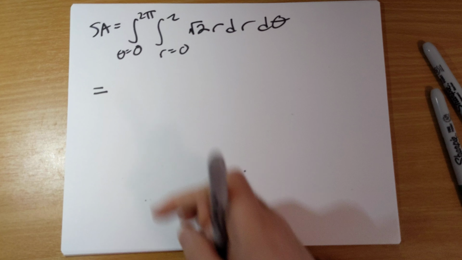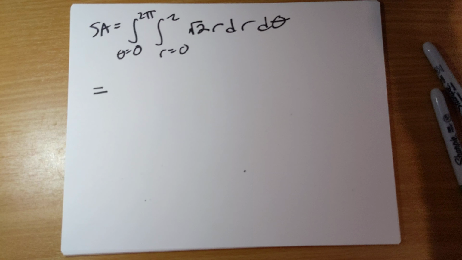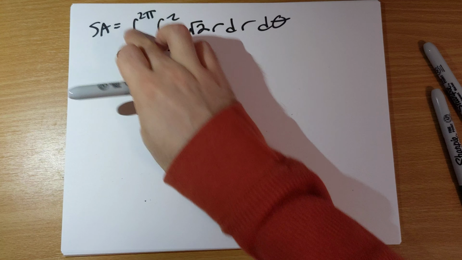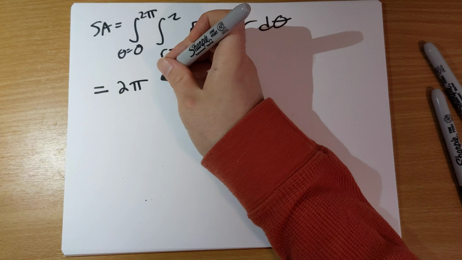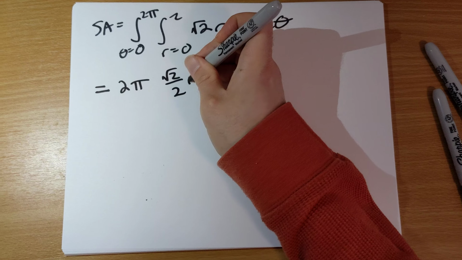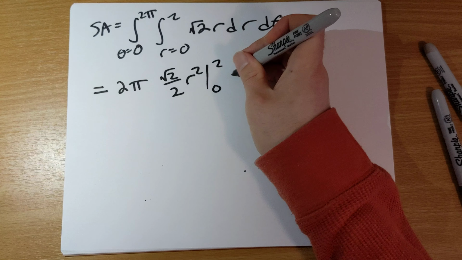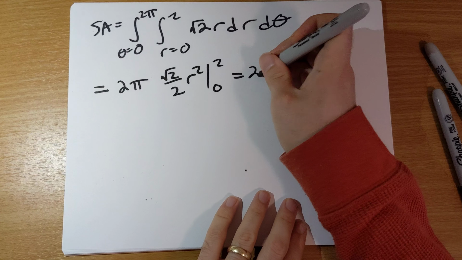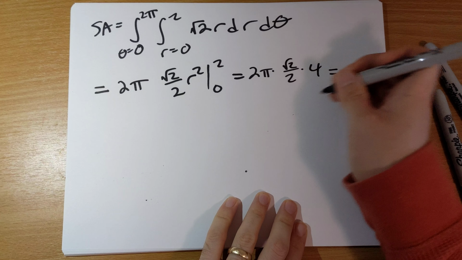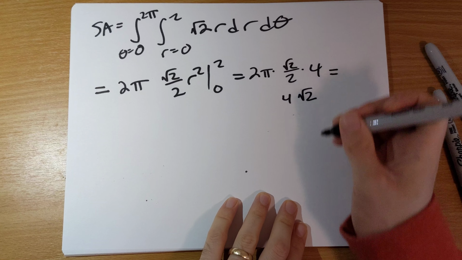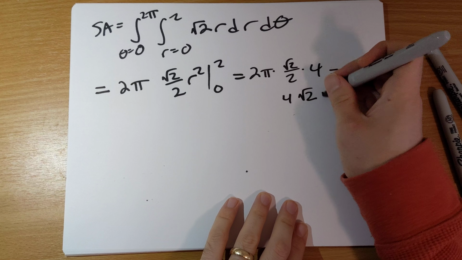Okay, so what do we end up with when we integrate? The theta integral will give us 2 pi. The r integral, root 2 over 2 r squared, plug in from 0 to 2. 2 pi times root 2 over 2 times 4. That looks like 4 square root 2 pi to me.